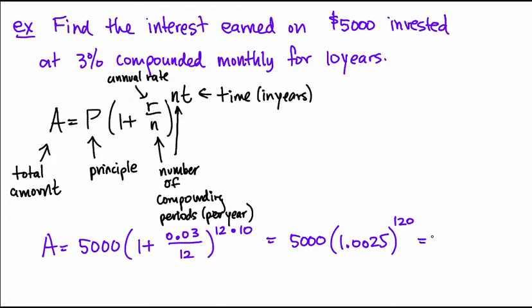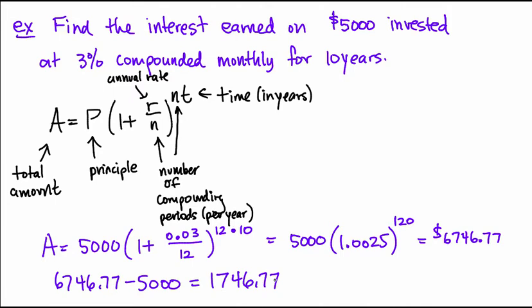And if I calculate what this is worth, I get a grand total of $6,746.77. So this formula gives me the total amount of money that they owe me back. But I gave them 5,000, so the 5,000 that they give me back was what they were going to give me back just for lending it to them, obviously. The other money, which is $1,746.77, that's the interest that I earned. The other $5,000 I didn't earn, that's what I gave them.